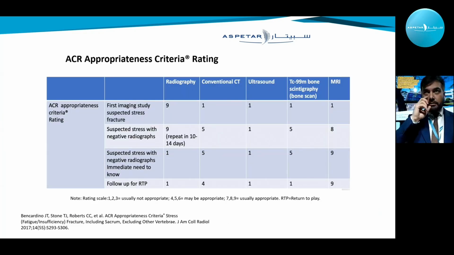Which is the imaging to evaluate the return to play? Normally, here we do it clinically, and I personally believe that is the best way. Assess clinically the healing of the fracture, because normally in MRI it takes a lot of time and sometimes it never becomes normal again. However, in this appropriateness criteria rating, the follow-up for return to play, as we can see here, they recommend MRI.